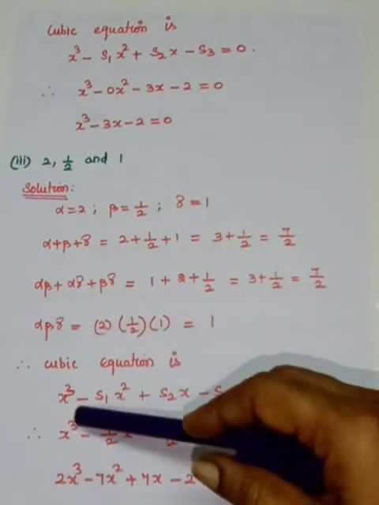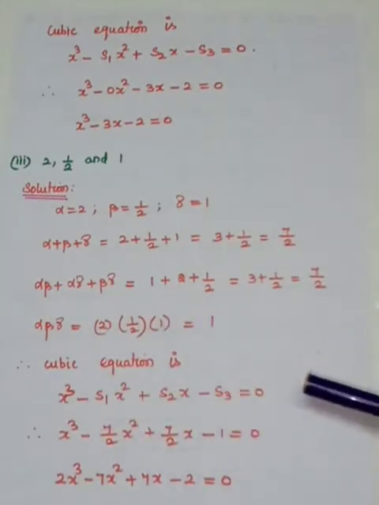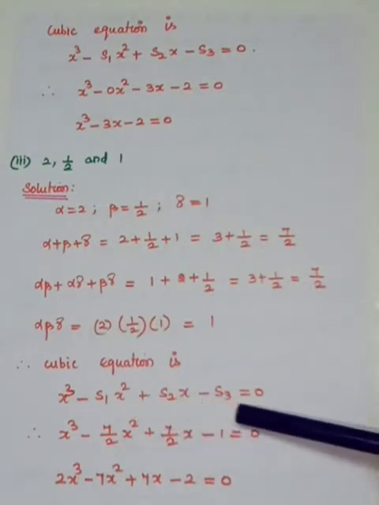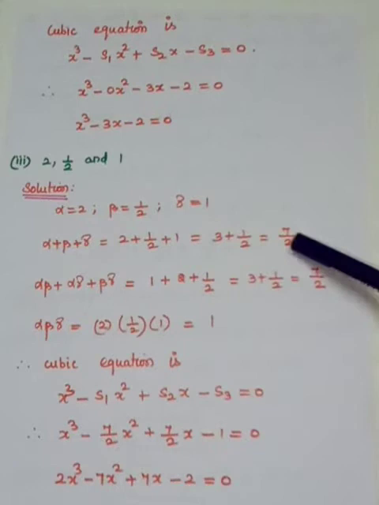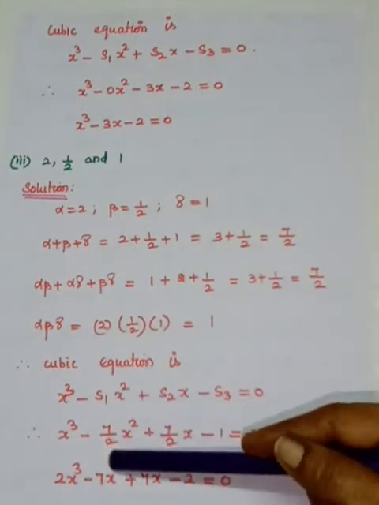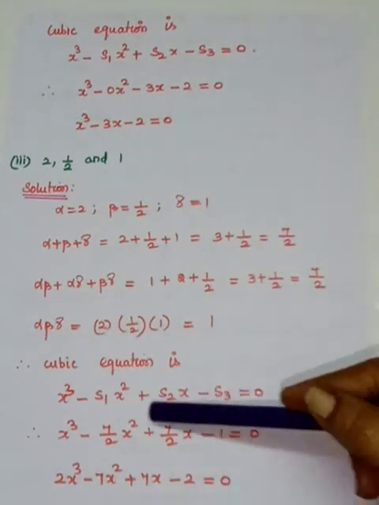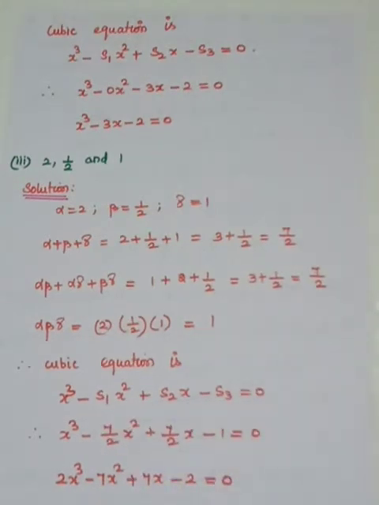So the cubic polynomial, how can you write it? x cube minus S1 x squared plus S2 x minus S3 is equal to 0. Here you have to substitute S1 as 7 by 2 x squared plus S2 as 7 by 2 x minus 1 is equal to 0. If you take the LCM, you will get this answer.